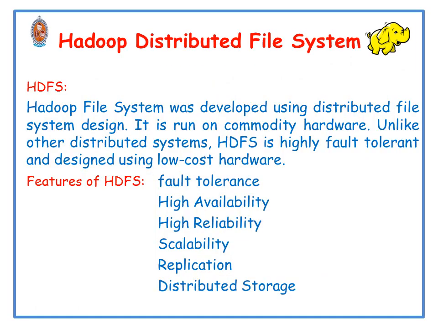Now we will see the modules of Hadoop in detail. Firstly, HDFS. HDFS is used to store data using a distributed file system design. It runs on commodity hardware. Unlike other distributed systems, HDFS is highly fault tolerant and designed using low-cost hardware. Here are some features of HDFS. It is fault tolerant, highly available, scalable, highly reliable, with replication and data storage.